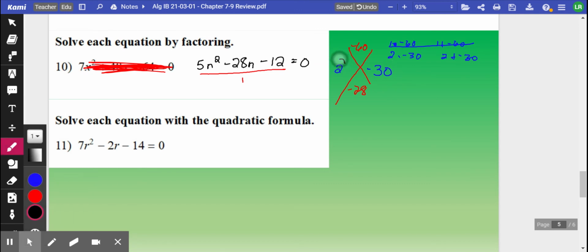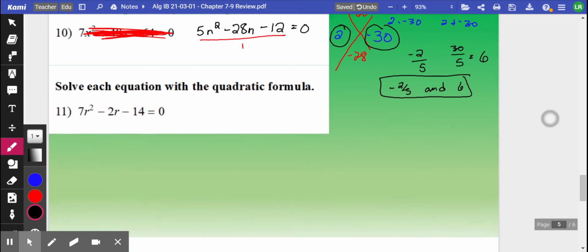And remember, the shortcut is opposite. So it'd be negative 2 divided by the a value. The a value is 5. So there's one of my answers. The other one, opposite divided by my a value. That would be 6. So the two answers for that one are negative 2/5 and 6.